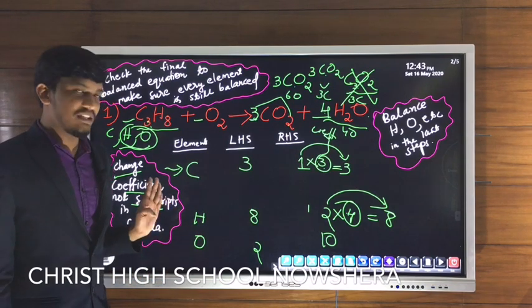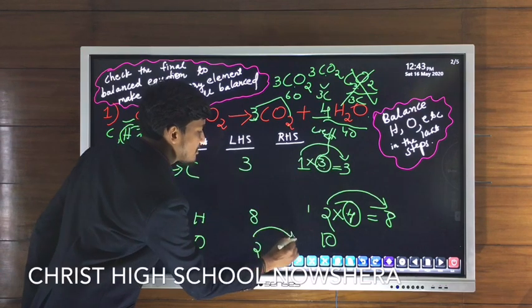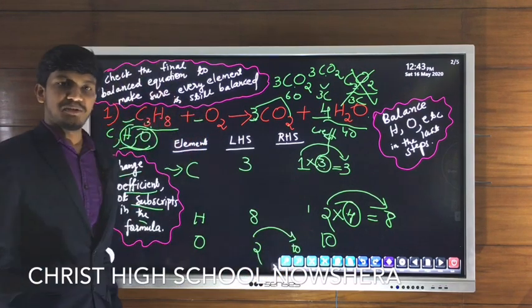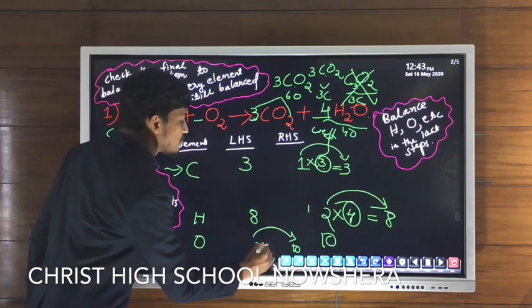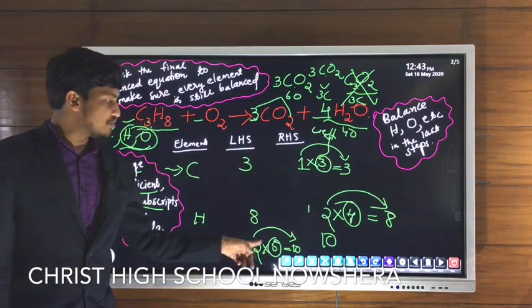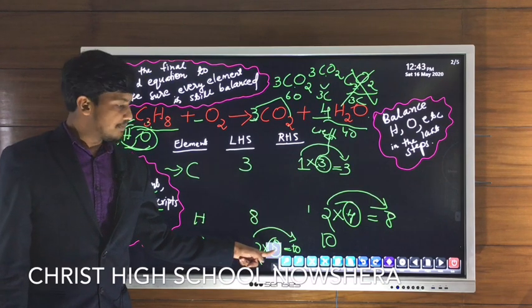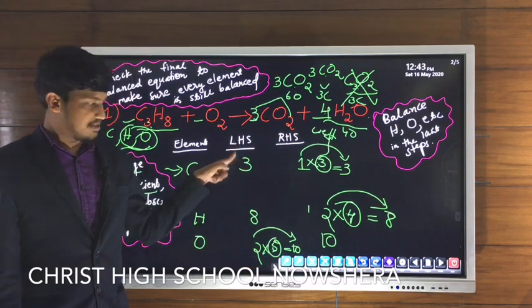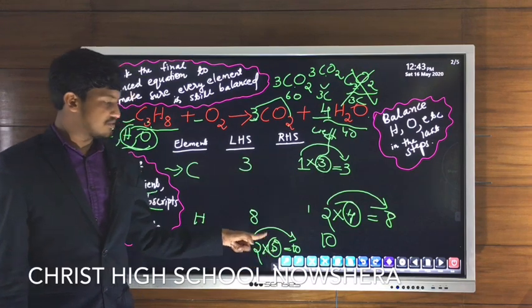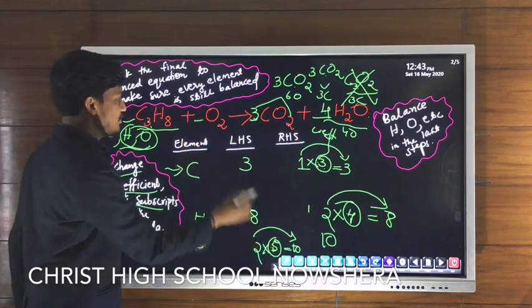Now how can we make them equal? We know that we can easily change 2 into 10. How to make 2 into 10? By multiplying by 5. If you multiply 2 by 5, 2 into 5, 10. That means which number do we have to multiply? 5 on the LHS. So the coefficient should be 5, which we have to write on the LHS.